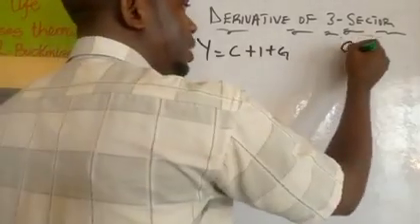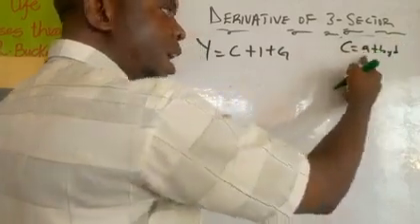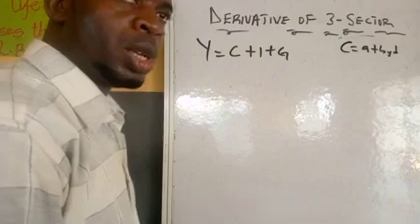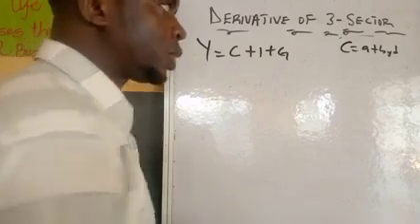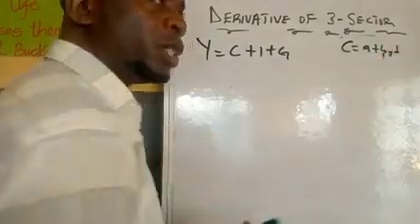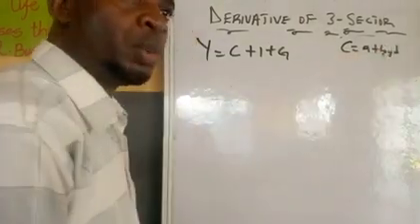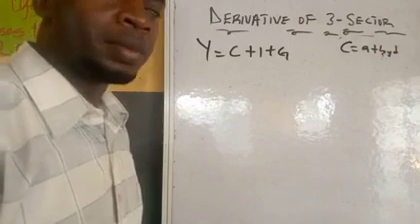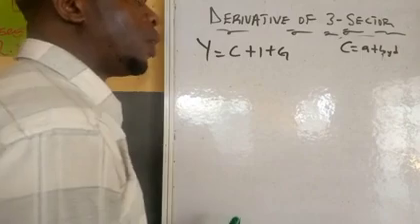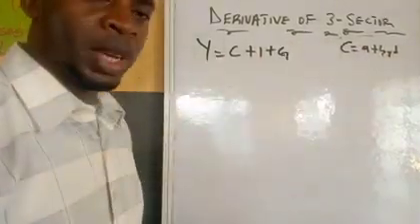Our C can be split this way to be A plus BYD, where A is autonomous consumption, a consumption that does not rely on income. Then we have B, the marginal propensity to consume. Then we have YD, which is our disposable income. This is the income after deduction of tax. Now, we can look at this disposable income in two ways.